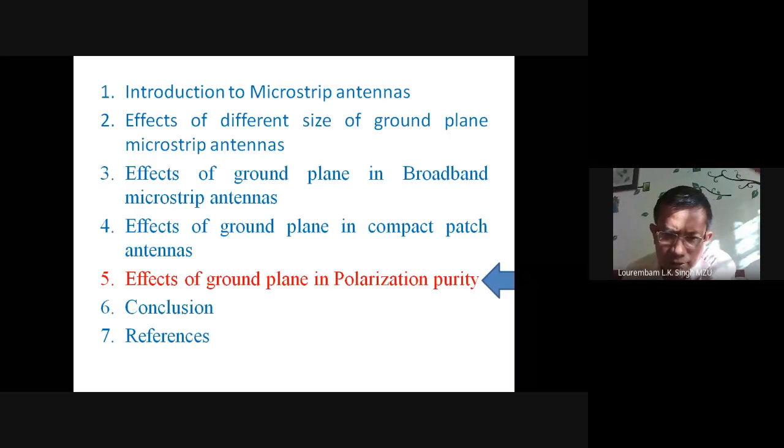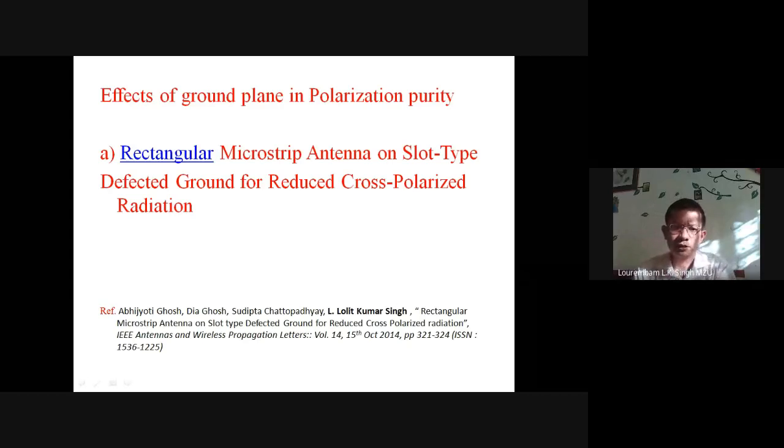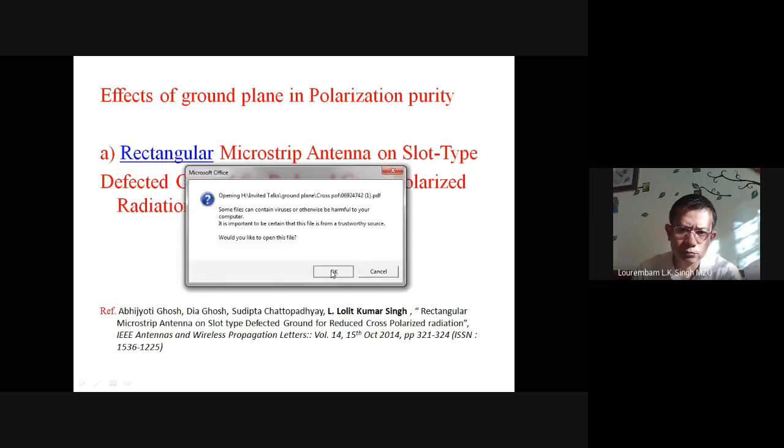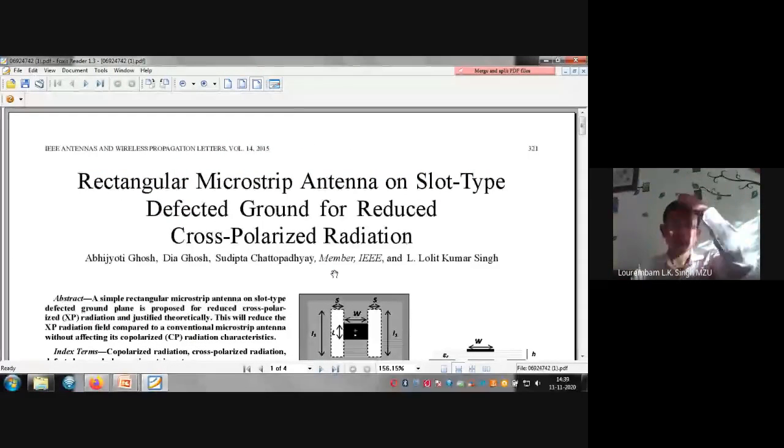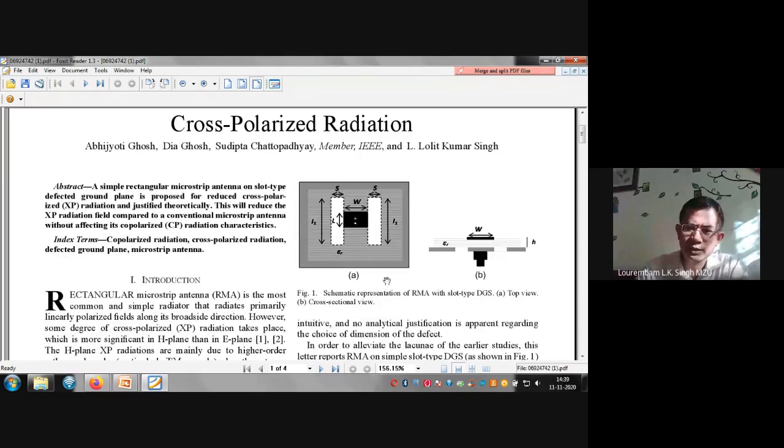So let us see what kind of structures have been used. This is one of the papers, from 2014. It is a rectangular microstrip antenna on a slot-type defected ground for reduced cross-polarized radiation. This is the top view of the antenna, and this is a side view. Very clearly, the black one is the patch, and in the ground we have cut slots; we have etched out the metal of the ground like this.